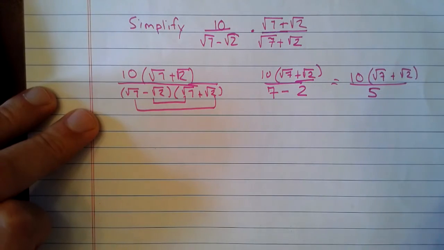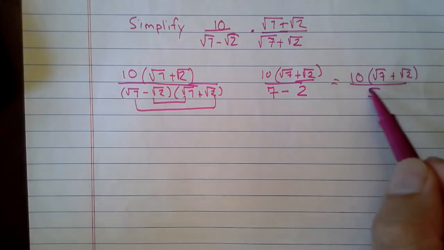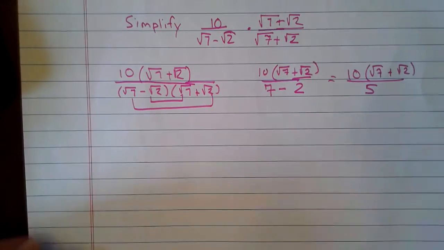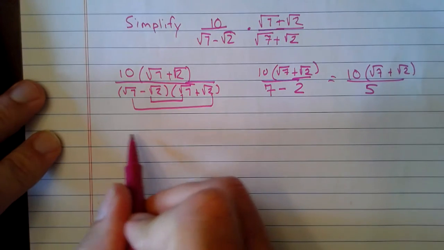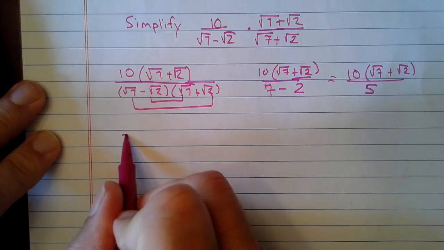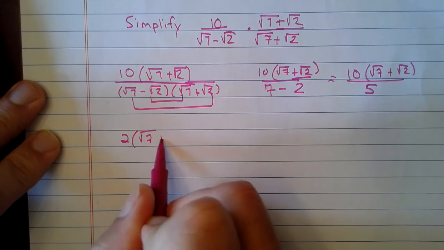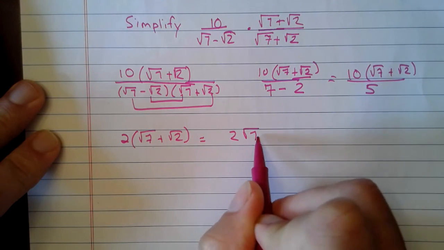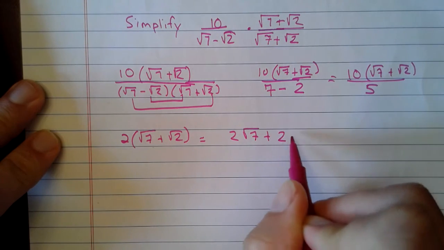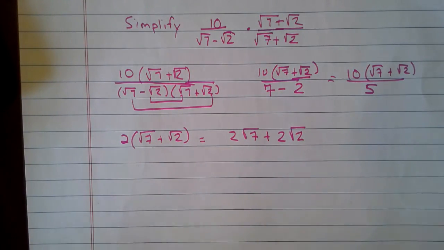Now I could distribute this, but if you look, I can simplify 10 over 5. 10 over 5, just like a regular old division problem, is just 2. So I'm going to rewrite it down here as 2 times root 7 plus root 2, which will equal 2 root 7 plus 2 root 2. All right, there we go.